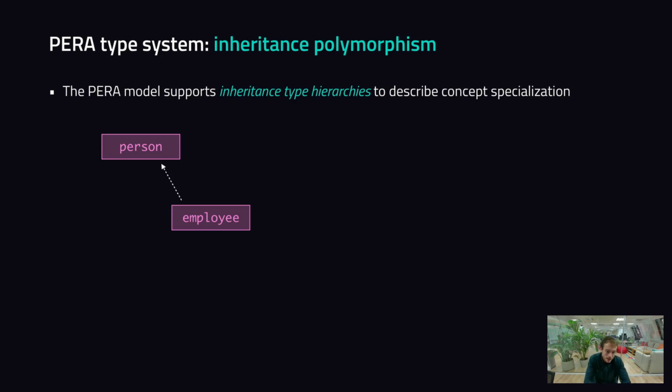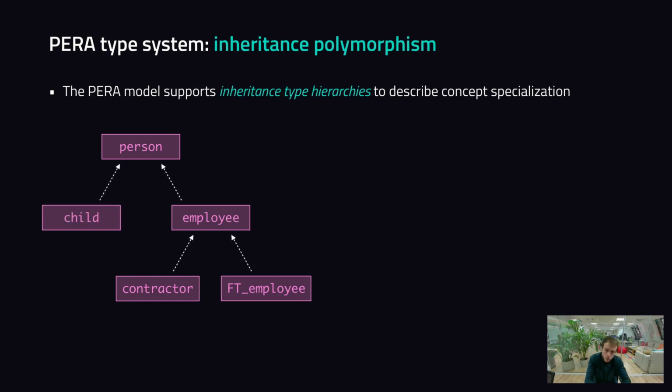In fact, there are two different ways a user can define that we can cast objects from one type into the other. The first one is inheritance polymorphism. That's the example that we've just seen. The Pyrrha model supports inheritance type hierarchies. These can be declared by the user to describe when some types are special cases of other types. For example, we saw employee might be a specialization of person, but we could also declare special subtypes of employee, for instance, contractor and full-time employee, or further subtypes of person.